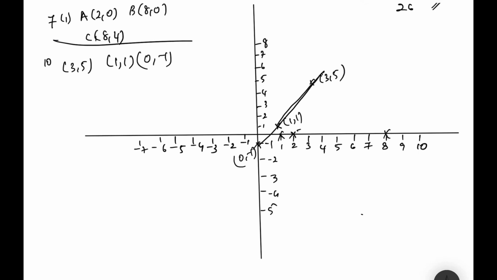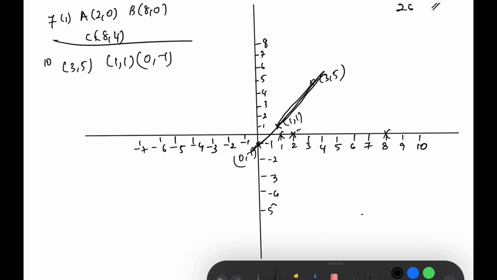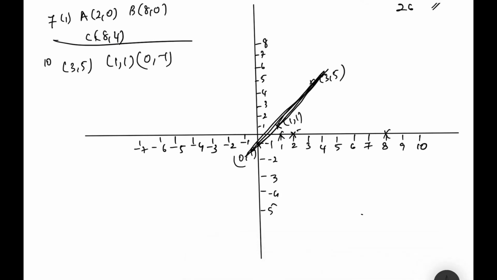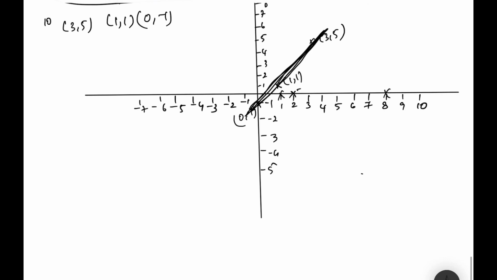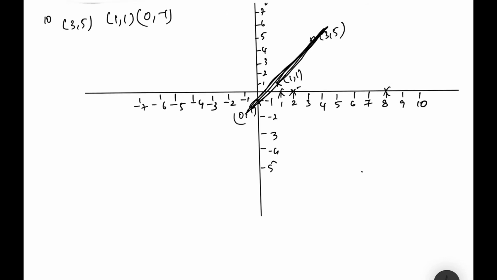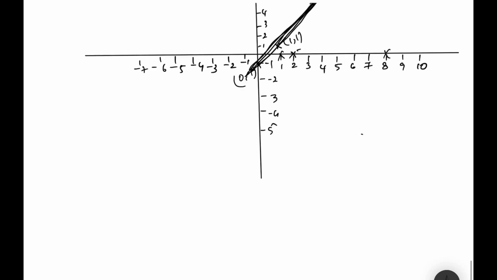If I draw it on the proper graph sheet and draw it properly, the points are on the same line, right? So they are collinear. Similarly, you can do the second sub-question of it also, right? Right, children? Okay. Now, let me come to the 11th question.